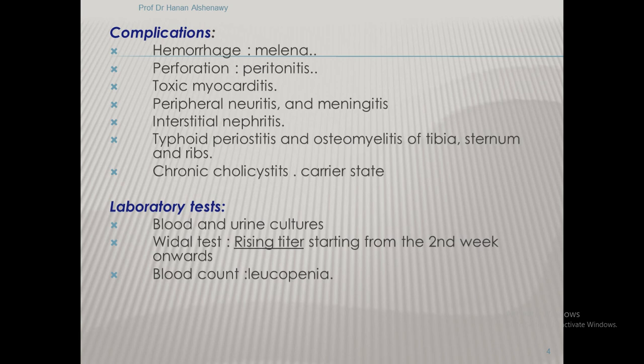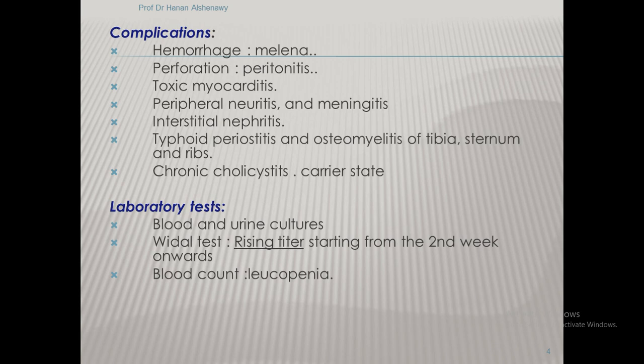What are the complications of typhoid fever? It is an ulcerating lesion in the small bowel, so the first complication is hemorrhage. Hemorrhage from the small intestine may cause melena. Sometimes this ulcer may be deep and cause perforation. Perforation causes peritonitis. And sometimes the extraintestinal manifestations cause toxic myocarditis, and this is a very serious complication, meningitis, neuritis, nephritis, and the most important one is chronic cholecystitis, and here the patient is a carrier.